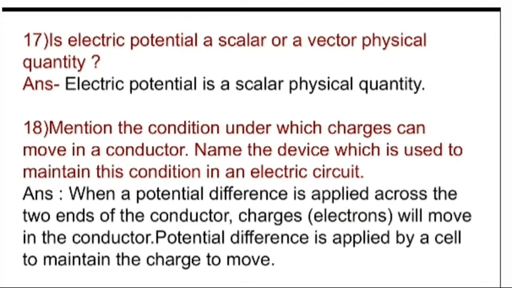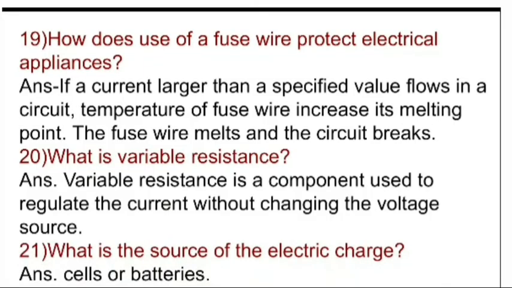Mention the condition under which charges can move in a conductor. Name the device which is used to maintain this condition in an electric circuit. When a potential difference is applied across the two ends of the conductor, charges will move in the conductor. Potential difference is applied by a cell to maintain the charge to move.